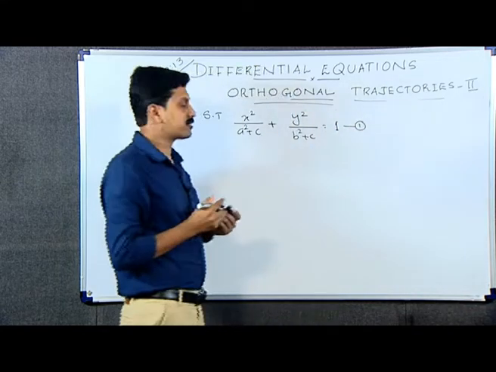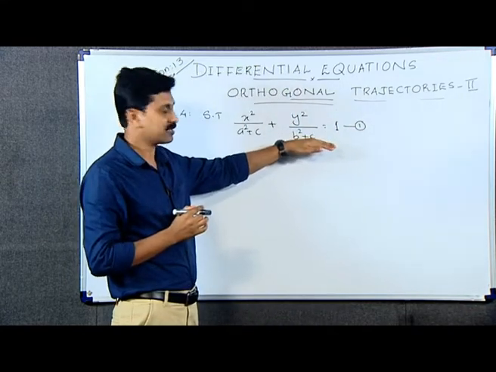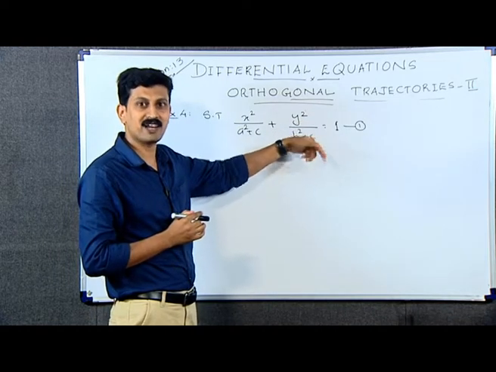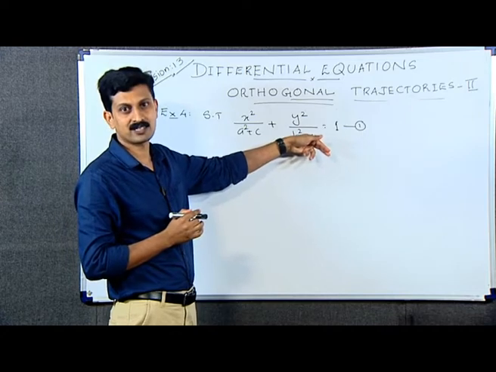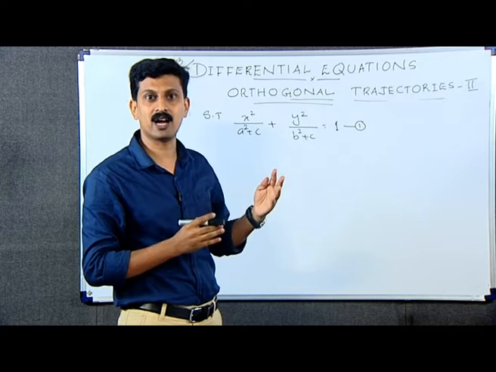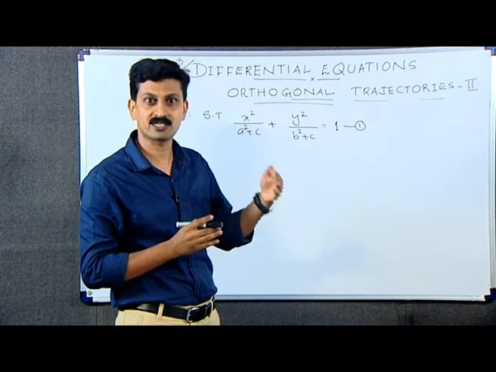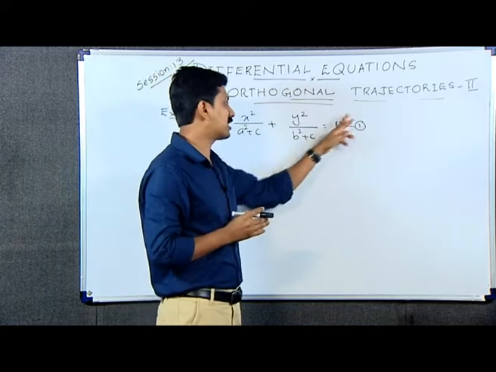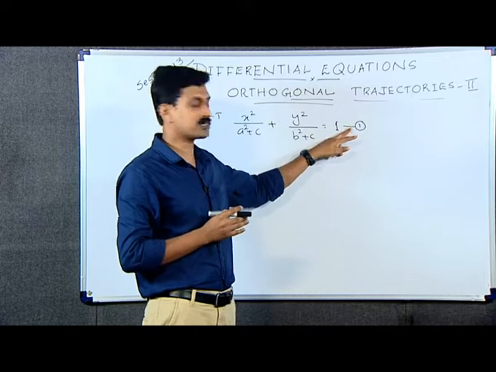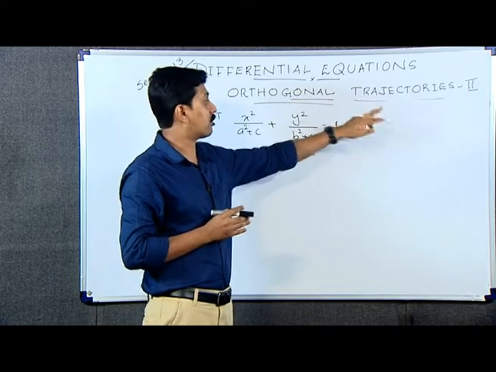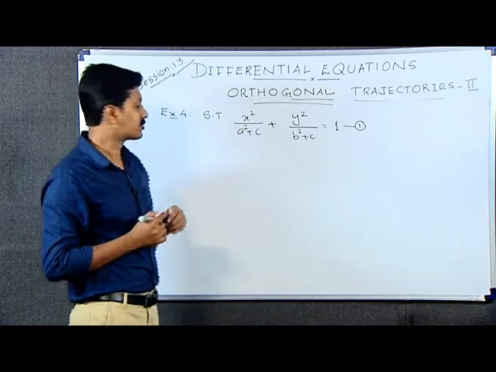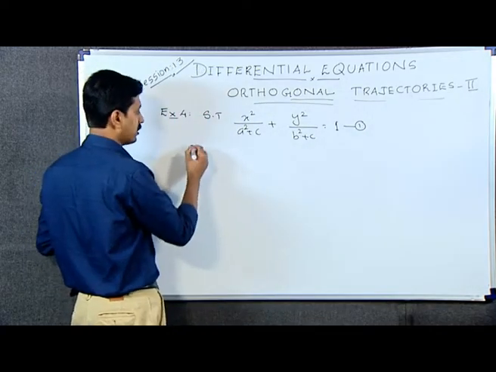In the family of ellipses, we are forming the differential equation, and after getting the differential equation, we replace y dash with minus 1 by y dash. If again we get the same differential equation, then we can say that they are self orthogonal. That means the differential equation corresponding to curve 1 and the orthogonal trajectory are the same, therefore they are self orthogonal.